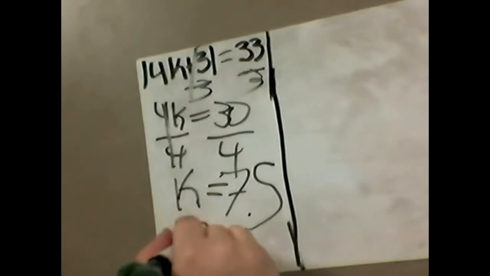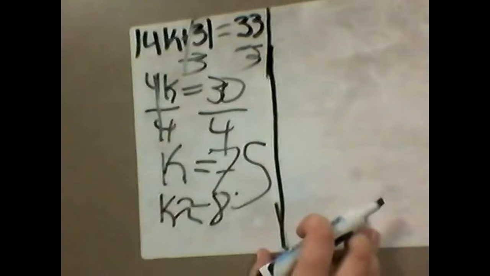So k equals 7.5, and if you want to round up, you can. K approximately equals 8. That means approximately, not squiggly equal.